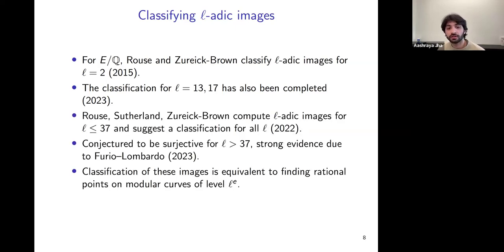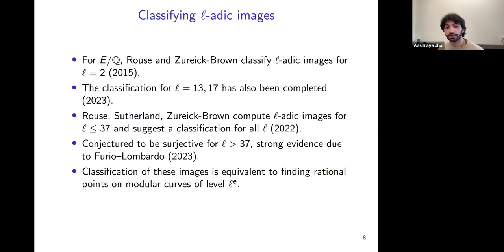Okay, there's more, or we have more than 3 primes, right? Rouse and Zureick-Brown compute a lot of ℓ-adic images for ℓ less than or equal to 37, and do actually suggest a classification for all ℓ. It's conjectured that this ℓ-adic image is surjective for all ℓ greater than 37. There's strong evidence for this due to work of Furio and Lombardo most recently. There has been a lot of other work as well, but I think this is the most recent.